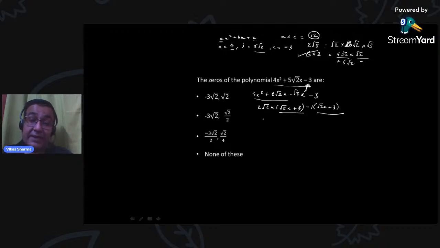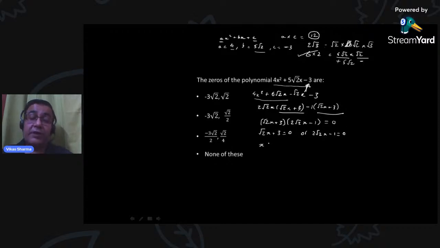So we can say that root 2x plus 3, taking that as common, we are left with 2 root 2x, and in the second term we are left with minus 1. So now if the product of these two is equal to 0, that means either root 2x plus 3 equal to 0, or 2 root 2x minus 1 is equal to 0. And then we find the value of x.